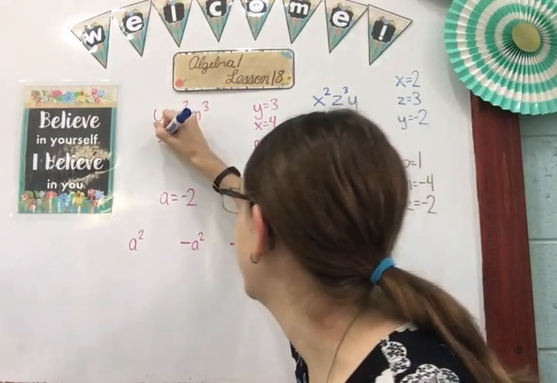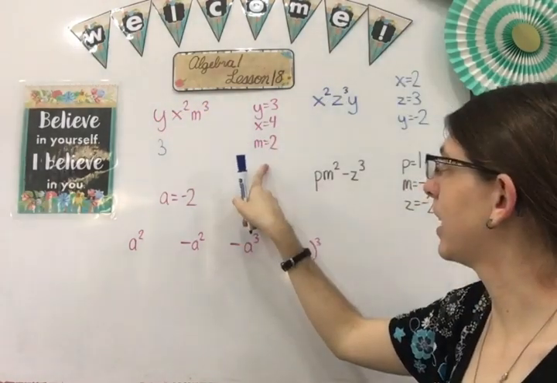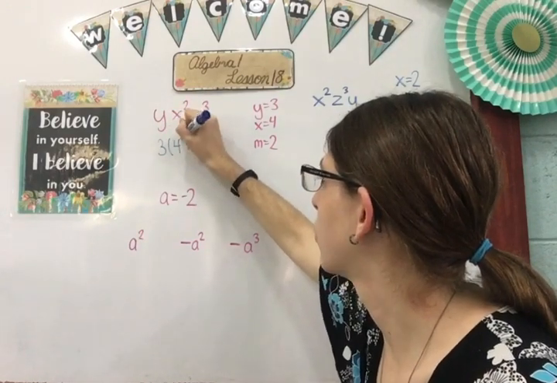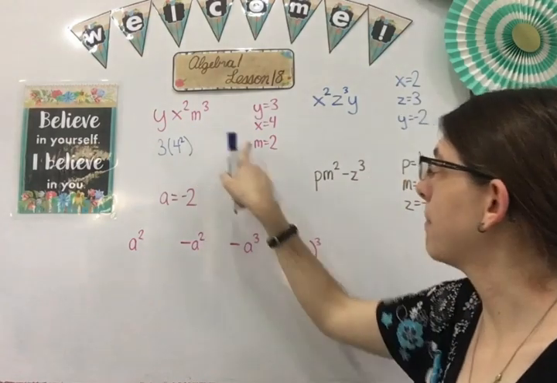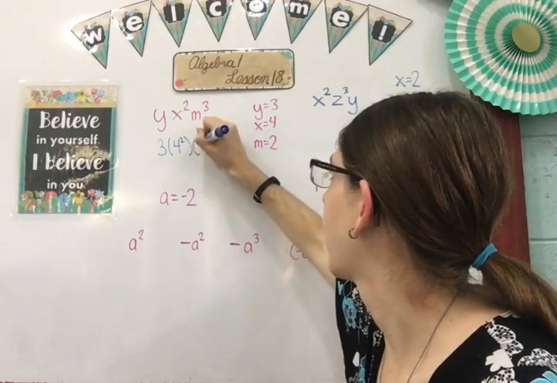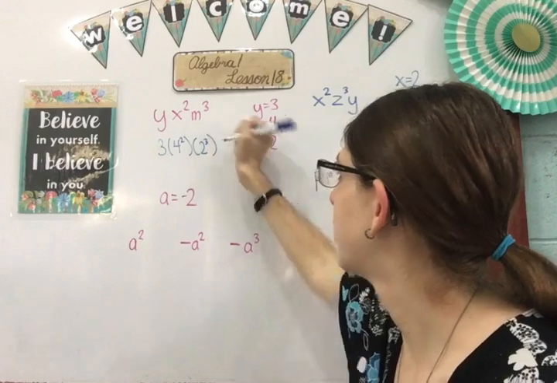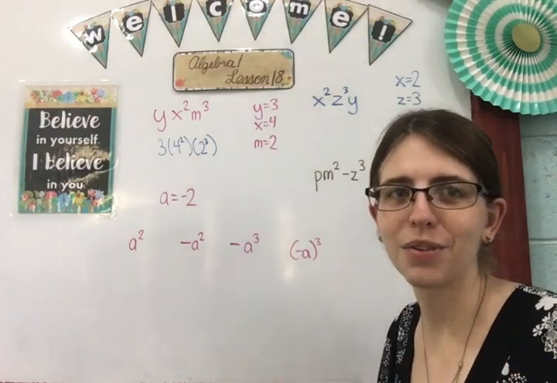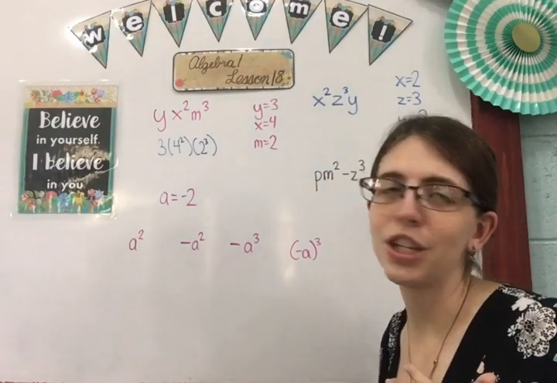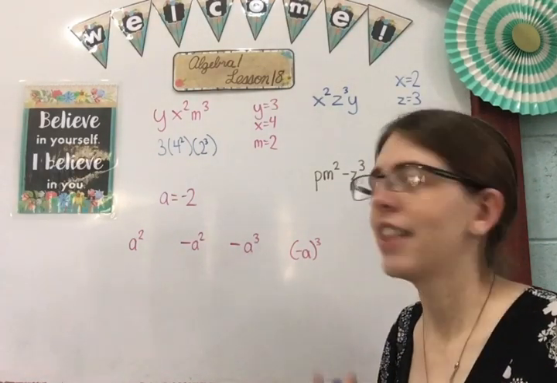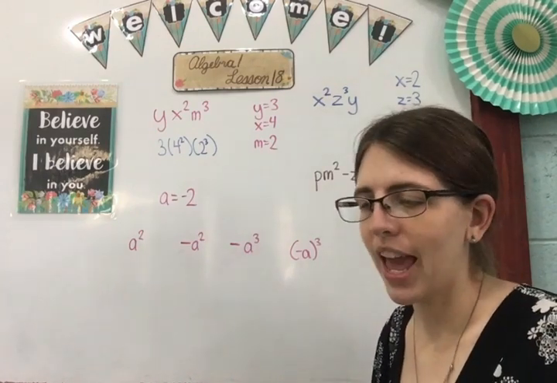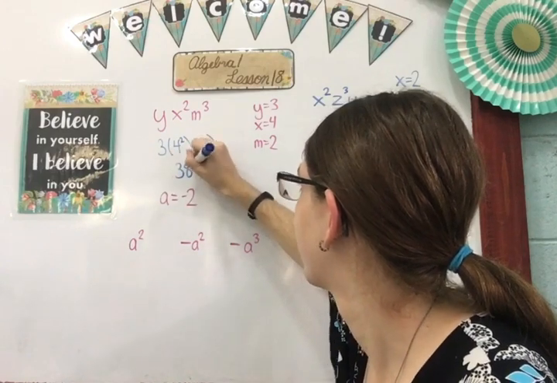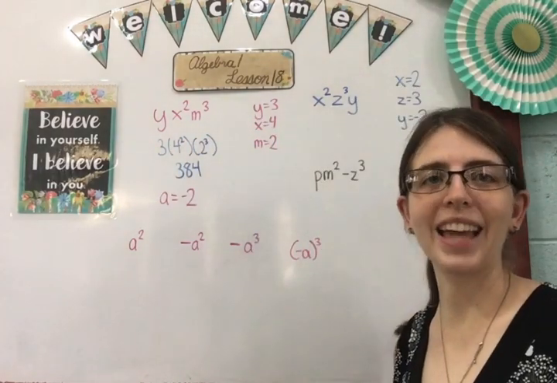Y is 3, x is 4, so I have 3 times 4 squared, and m is 2, so I have 2 cubed. So I multiply 4 squared, 4 times 4, and get 16. 2 cubed, I get 8. Then I multiply all of those together, and my answer is going to be 384. Very simple, because I had no negatives.